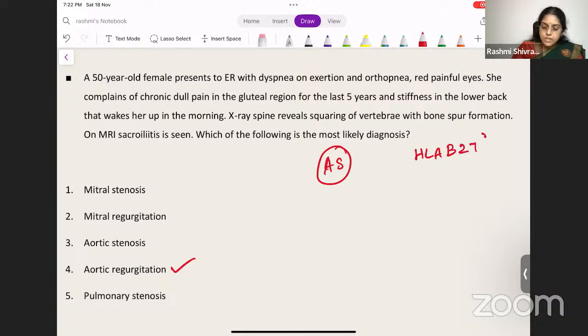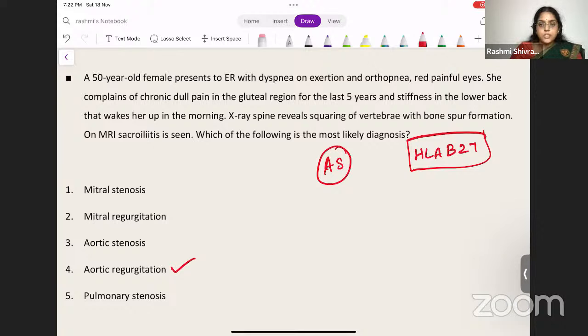HLA B27 is positive. Right? HLA B27 will be positive in these patients. So, how do you treat these patients? You give NSAIDs? Yes. That's very correct, Dr. Venkatesh. HLA B27 is the right answer.